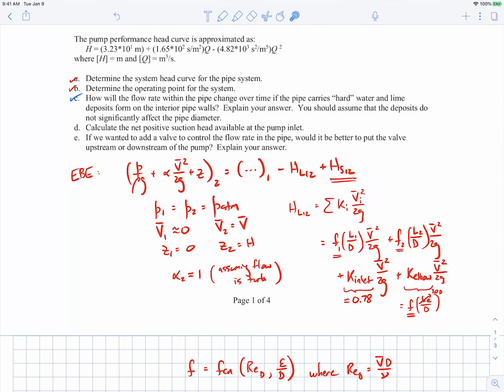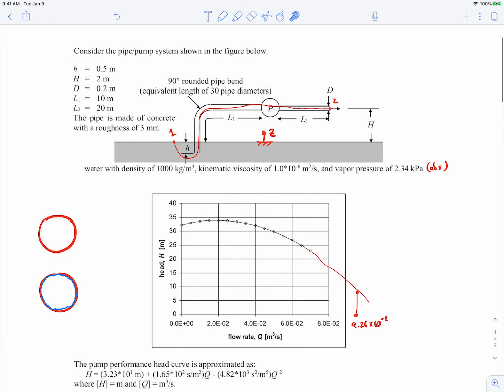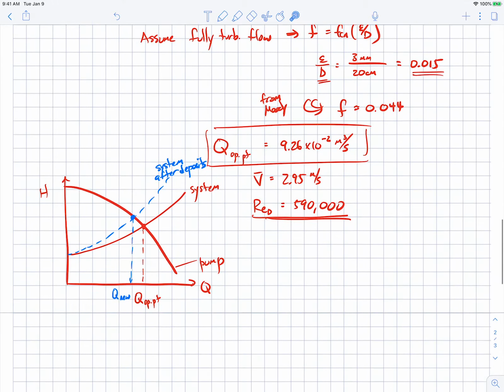Now we're asked to find the net positive suction head available at the pump inlet. To find that, we're going to apply the extended Bernoulli equation from point 1 now to the suction side of the pump. Let's call it point S for the suction side of the pump. Then we'll rearrange that extended Bernoulli equation to give us the net positive suction head available. So let's do that down here.